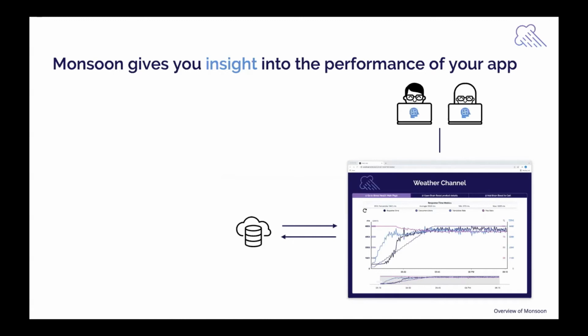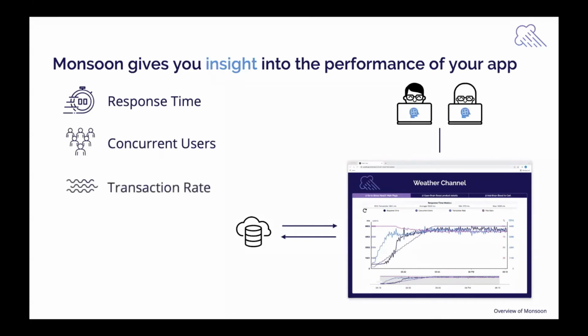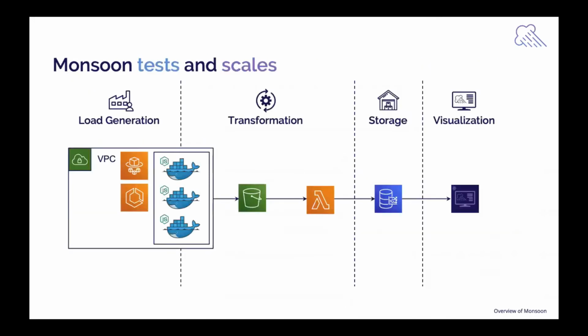Specifically, they can track response time, concurrent users, transaction rate, and pass ratio. Additionally, all of these metrics are available in near real time. So you don't need to wait until the test completes to see how your site or app performs. To summarize, Monsoon uses the cloud to make browser-based load testing simple and scalable.